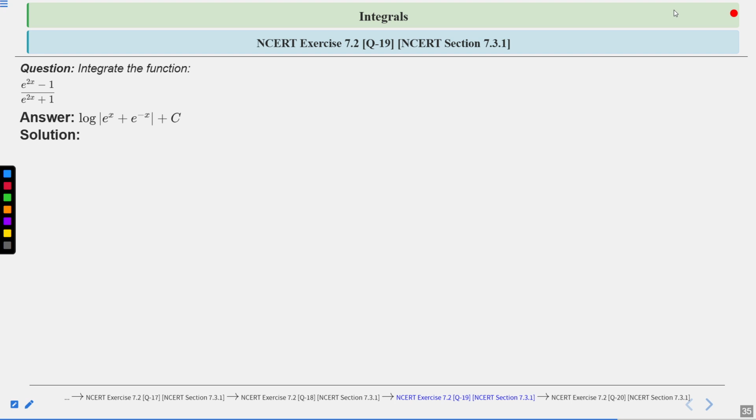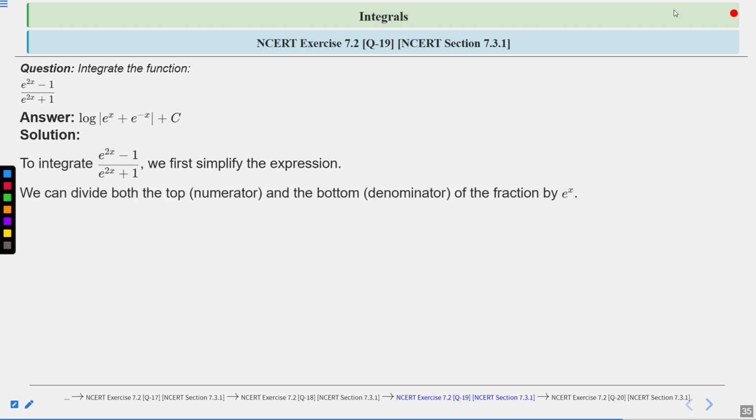So let us see the solution part. To integrate e to the power 2x minus 1 upon e to the power 2x plus 1, we first simplify the expression. We can divide both the numerator and the denominator of the fraction by e to the power x. So we can write e to the power 2x minus 1 upon e to the power x, upon e to the power 2x plus 1 upon e to the power x, and it will be equal to e to the power x minus e to the power minus x upon e to the power x plus e to the power minus x, using the rules e to the power 2x upon e to the power x is equal to e to the power x, and 1 by e to the power x is e to the power minus x.